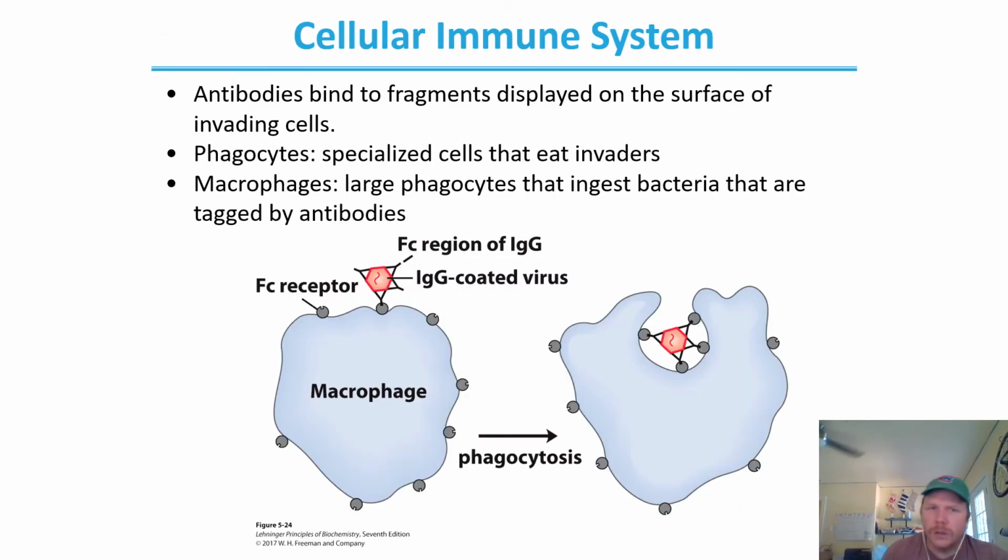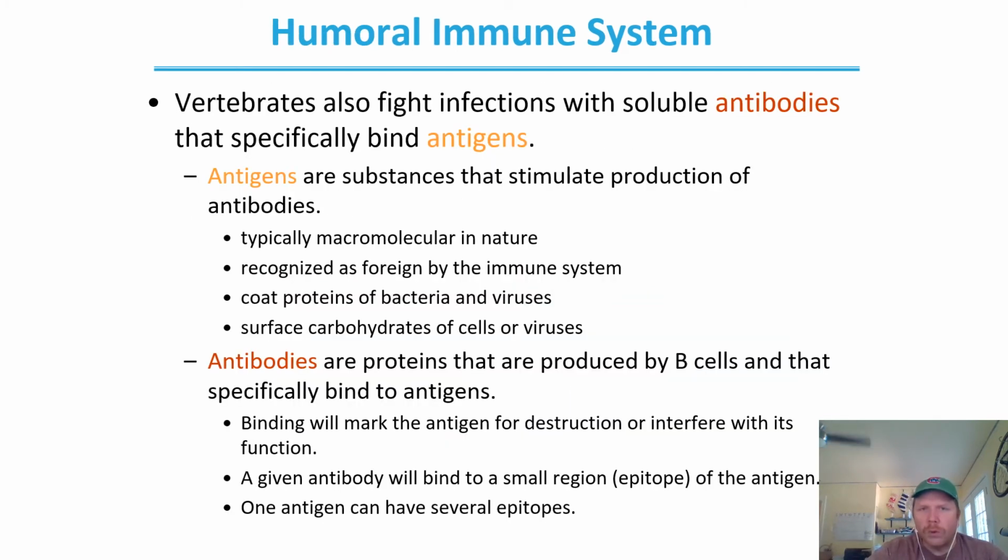Our cellular immune system has antibodies that bind to fragments displayed on the surfaces of invading cells. Phagocytes are specialized cells that eat invaders, and macrophages are large phagocytes that ingest bacteria that are targeted by antibodies. We have an Fc receptor, for instance, and that is going to detect an IgG-coated virus. That protein detects that IgG-coated virus, and this macrophage is basically going to engulf, through phagocytosis, this antibody-coated virus.